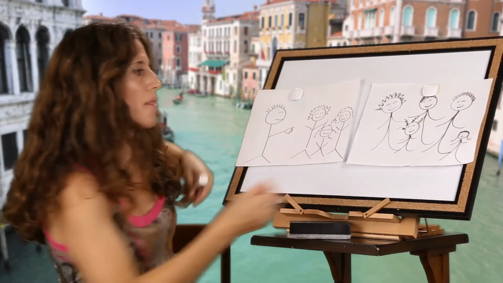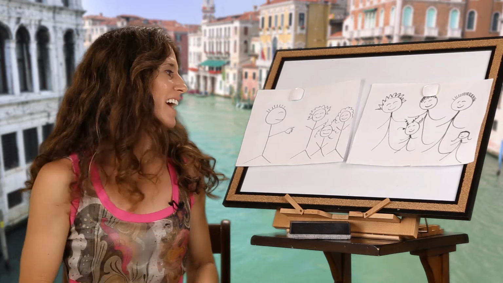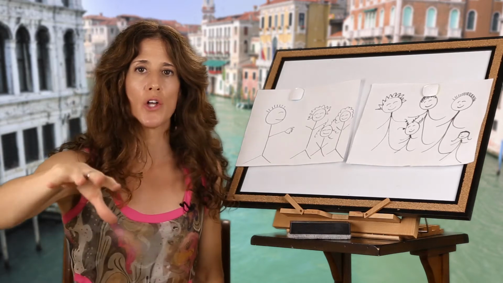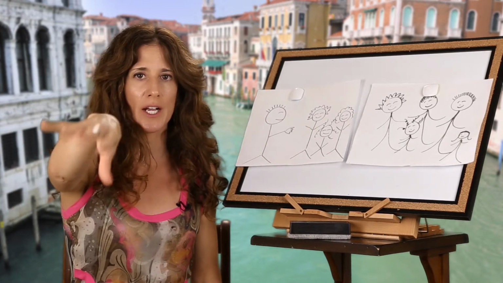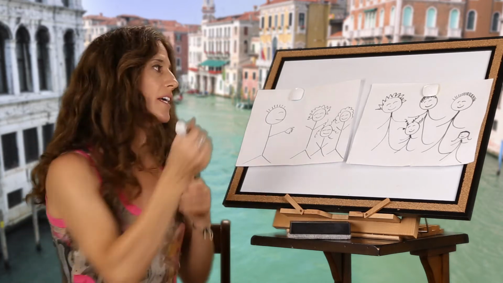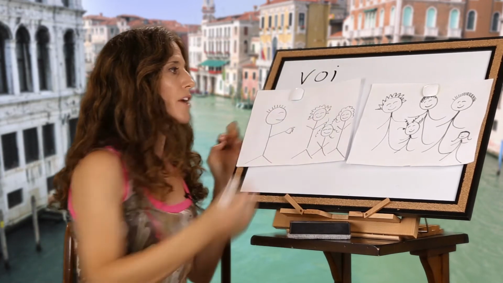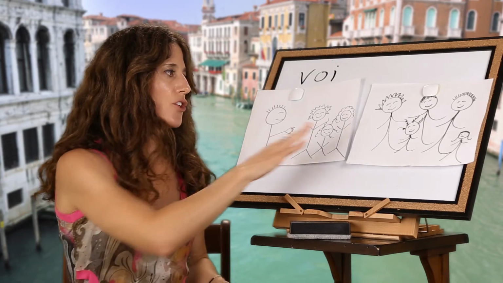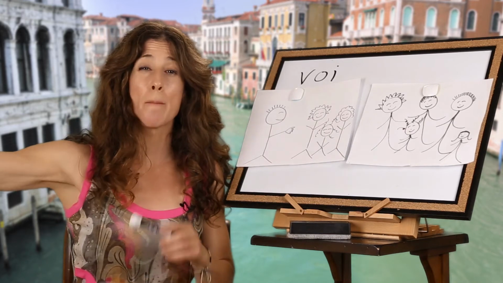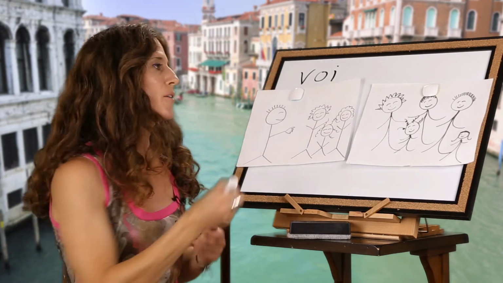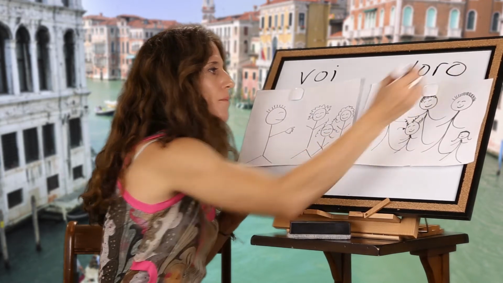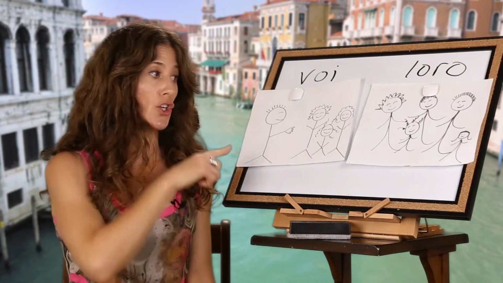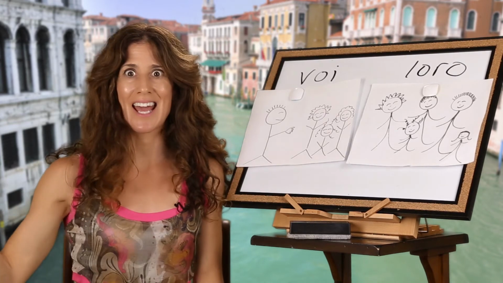Like I said earlier, I'm not the best drawer, and hopefully it could make sense to you. But this first one is you all, you plural, because you're pointing and talking to a group of people. You all is voi. Voi bravi. Okay? The other one is these people over there. You're talking about them. So it's they. Loro. Again, voi, you all, loro, they. Okay?